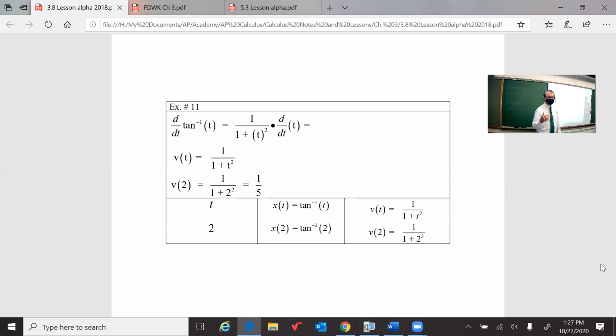Now, that is the alpha lesson. So, for the children at home, we will see you on Thursday. You're taking the quiz on Friday.